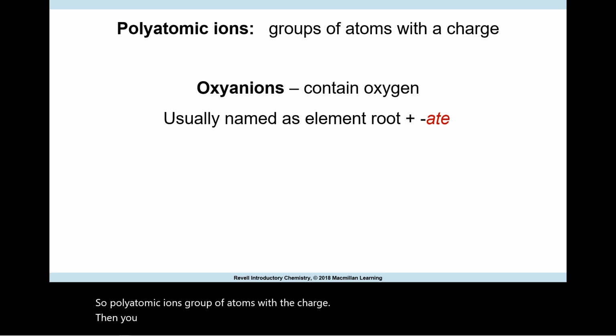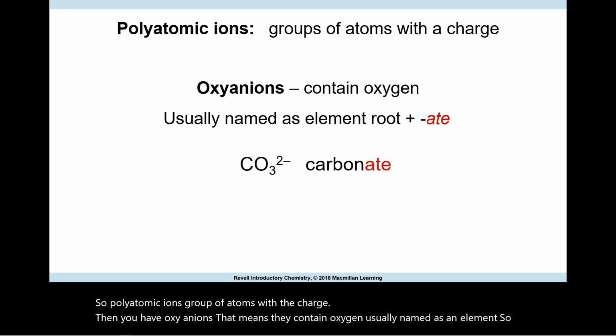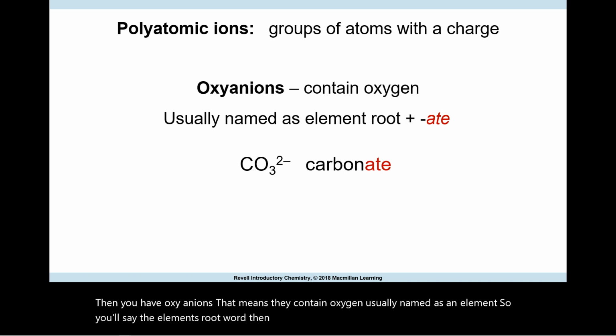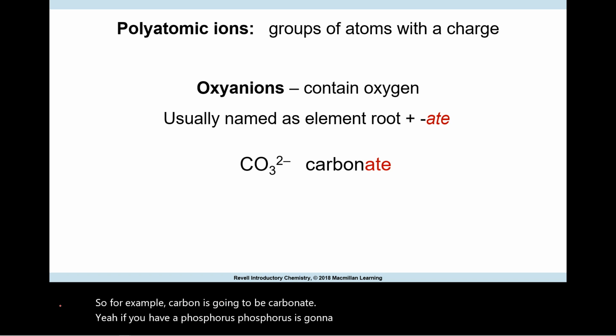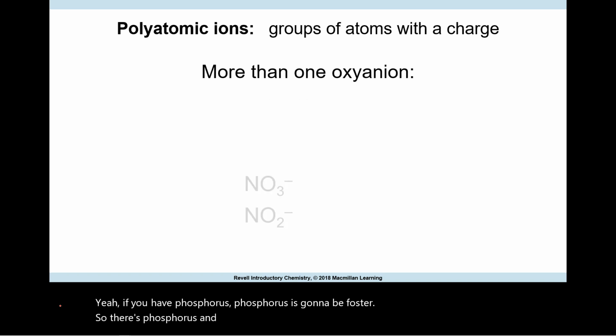Then you have oxyanions. That means they contain oxygen, usually named as an element. So you'll say the element's root word, then you're going to end it with the word ate. So for example, carbon is going to be carbonate. If you have phosphorus, phosphorus is going to be phosphate. So there's phosphorus, and phosphorus turns into phosphate. So let's look at another one.